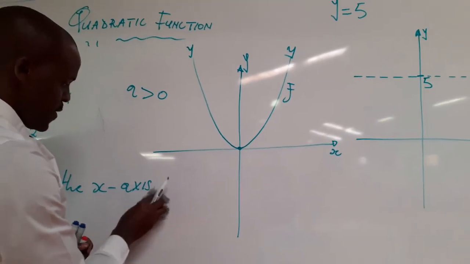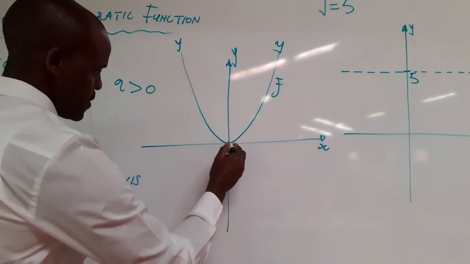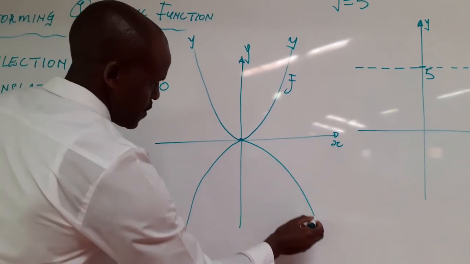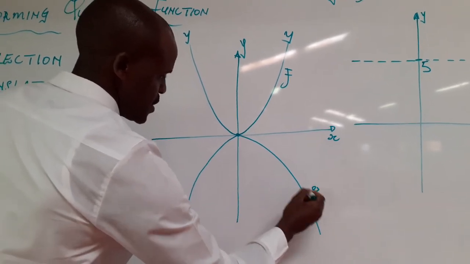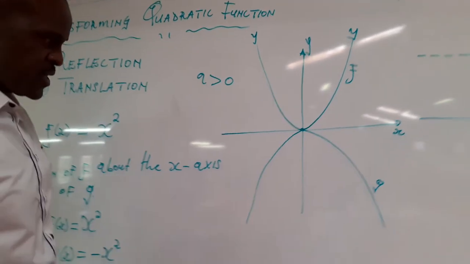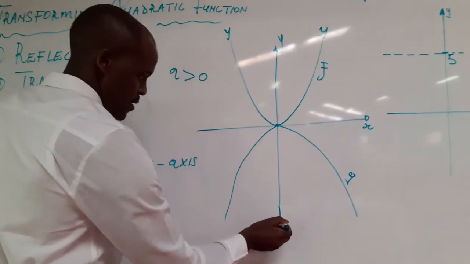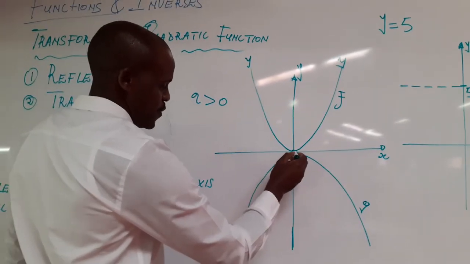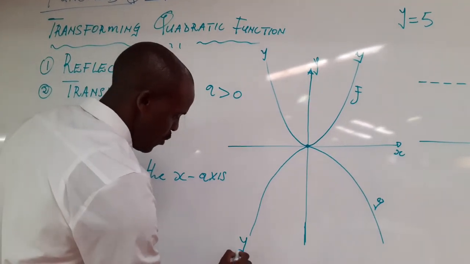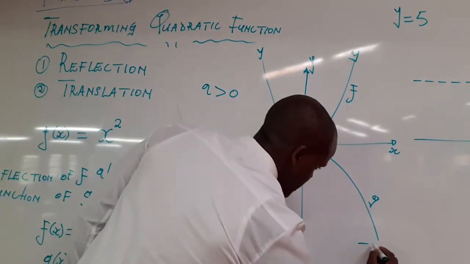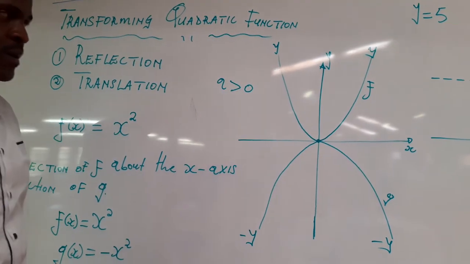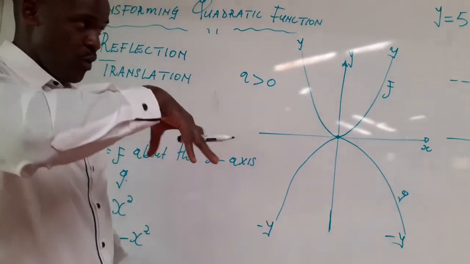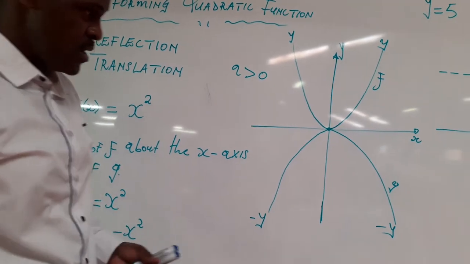Let's see. After reflection, this is the image, which is g. This graph will be facing like that, which means our y now is negative. You've got negative y. It was concave up, but after reflection about the x-axis, it will be concave down.